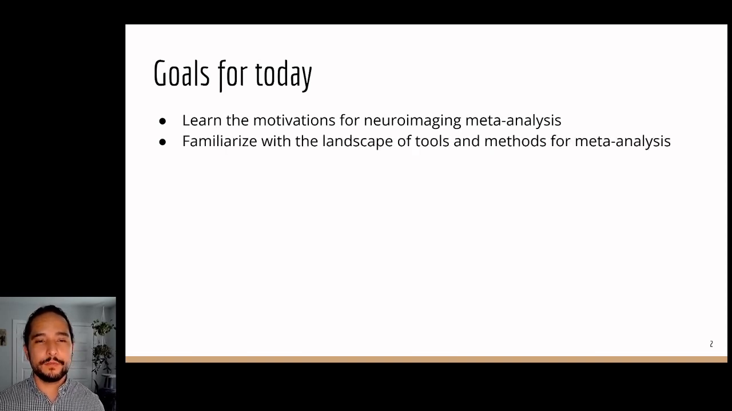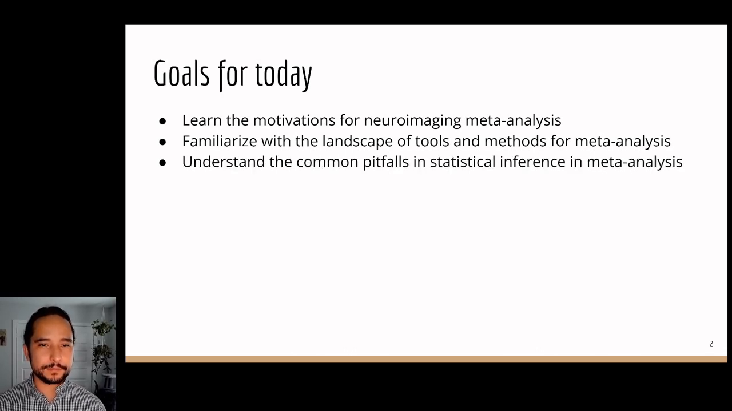We then want you to get familiarized with the landscape of tools and methods for meta-analyses. So there are currently many options, and these different options are important for different research questions. So we hope that by the end of today, you know, for your research question, what is the right tool for the job. We also want you to understand the common pitfalls in statistical inference and meta-analysis.